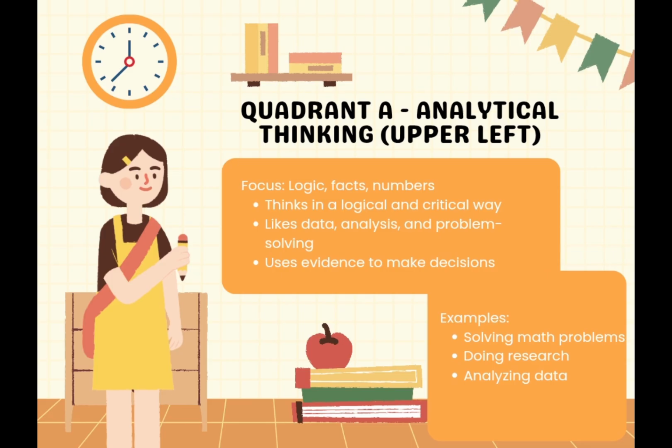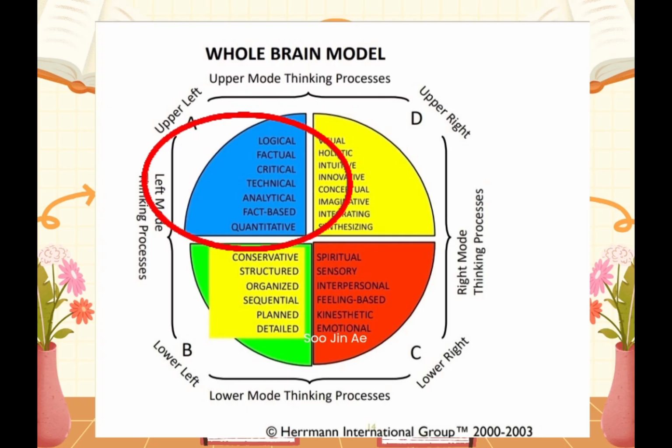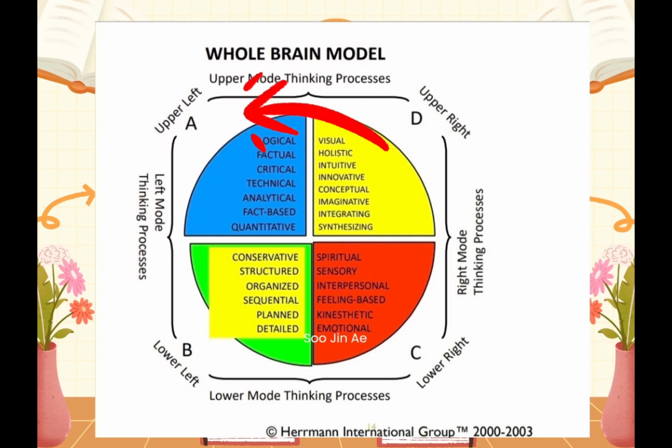Quadrant A, analytic thinking, on the upper left, focuses on logic, facts, numbers. Think in a logical and critical way like data analysis and problem solving, uses evidence to make decisions. For example, solving math problems, doing research and analyzing data. Here is the whole brain model. It is the upper left, the blue one.